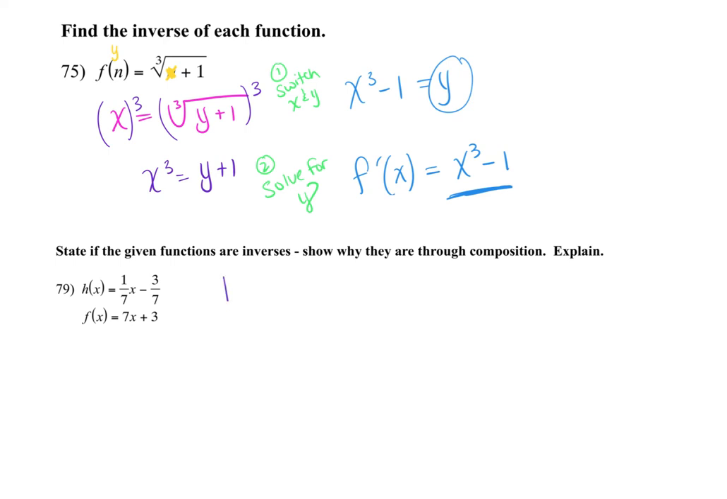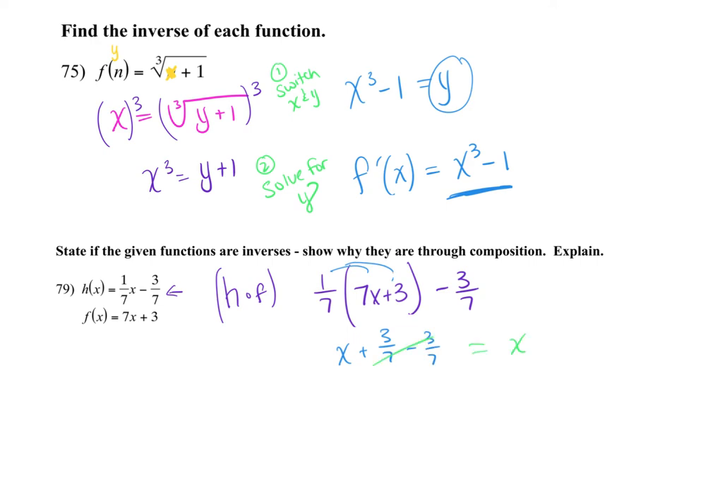So if I do a composition here, like let's say I do h of f, I'm going to say 1 over 7. Instead of x, I'm going to write 7x plus 3. All right? And then minus 3/7. So 1/7 x minus 3/7. I really just copied this guy and plugged in 7x plus 3. And then I need to simplify it. So I need to distribute this guy. I'm going to get an x plus 3/7 minus 3/7. These will cancel. I'm going to get just x. Your answer then will say, yes, they are inverses.